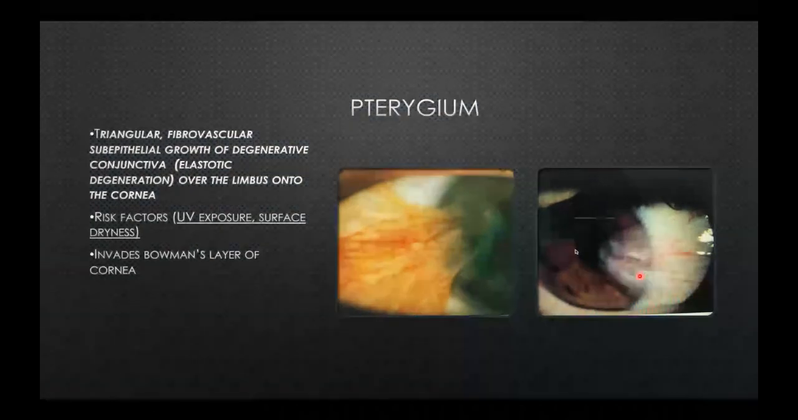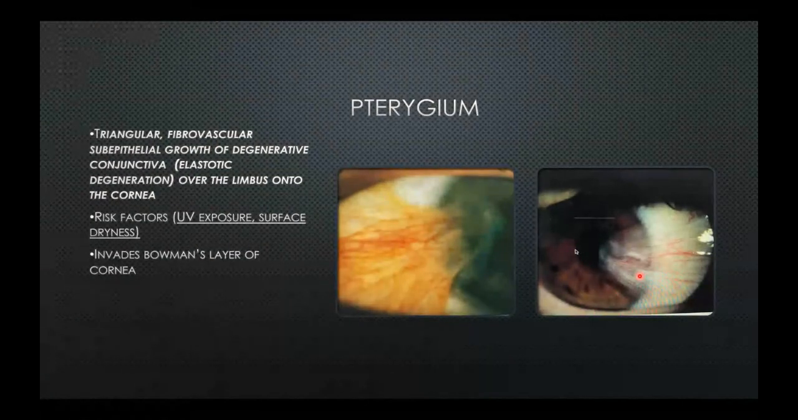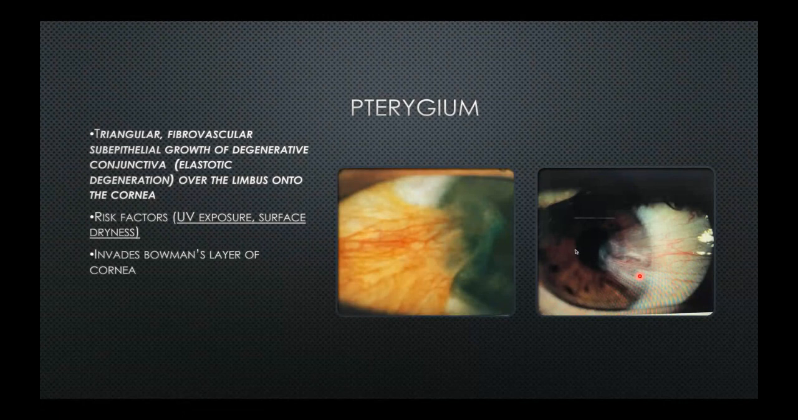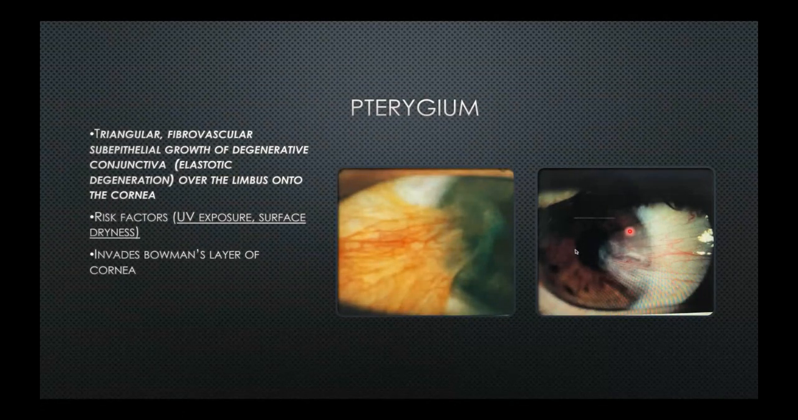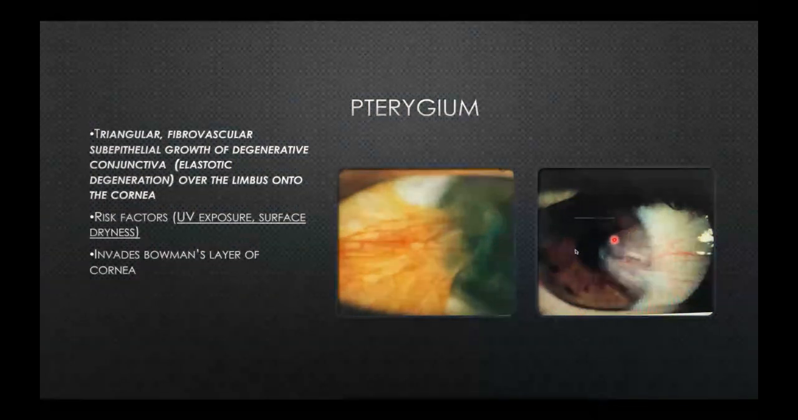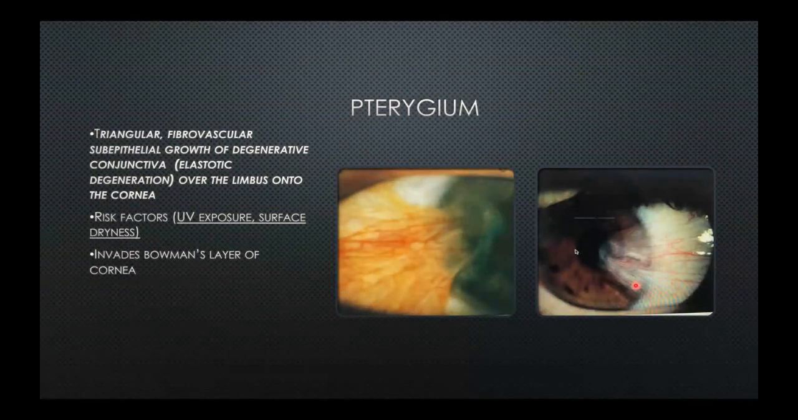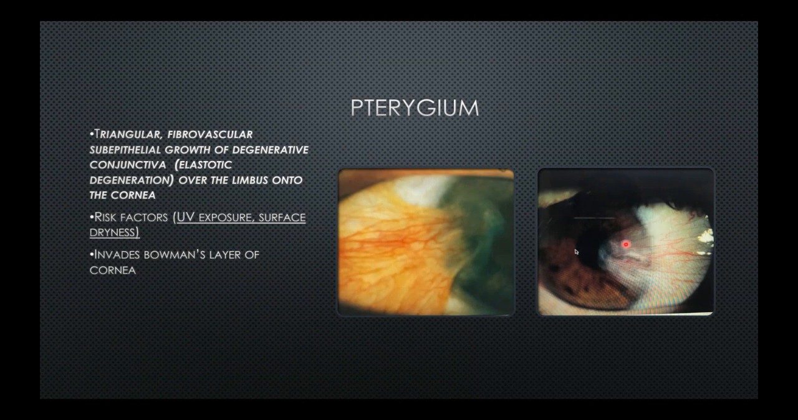So the risk factors, as I mentioned, are ultraviolet exposure and a lot of surface dryness. Now, in the pterygium, it penetrates onto the cornea and it actually invades Bowman's layer. So when it gets to Bowman's layer, it means that anything we do to remove it, you're going to have a corneal scar. So this is another reason why we want to go ahead and treat a pterygium before it gets to this point. And there are various methods of treatment that I'll tell you about.